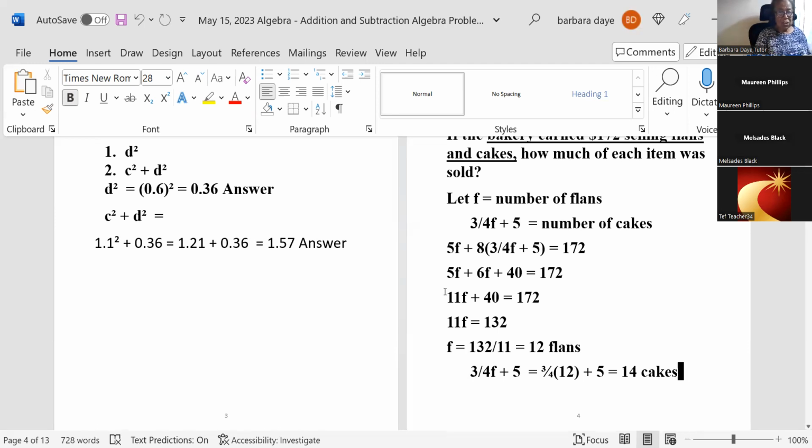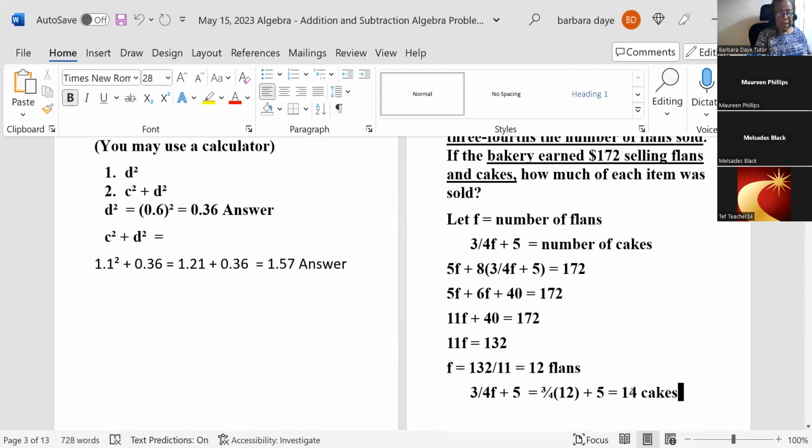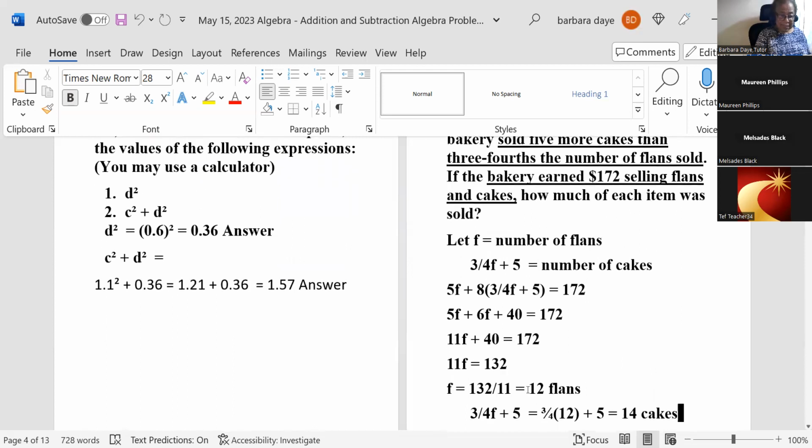But the cakes cost what? $8. $8, and the flan $5. So what's 8 times 14? It's 112, right? And the flans is 5 times 12, which is 60, and when you add 112 and 60, you get 172. So you know it's correct.